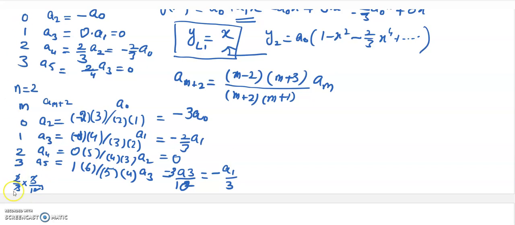Okay, so it should be minus a1 by 5 minus 5, which should be minus 5.